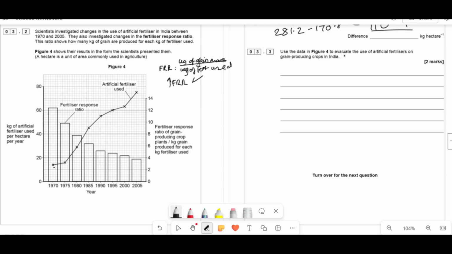Then it says, use this data to evaluate the use of artificial fertilizers on grain-producing crops in India. So what we can see here is, again, we've got to look at supportive and contradicting statements and validity problems. Now here, I've just said that the response ratio is dropping, which means we're making less kilogram of grain, but we're actually using way more fertilizer, and the data also shows that. So clearly, it's not looking too good. So what's happening is over time, more fertilizer is being used. That's what I said when I was describing it to begin with, but the response is decreasing. The idea is that it's over time, right?